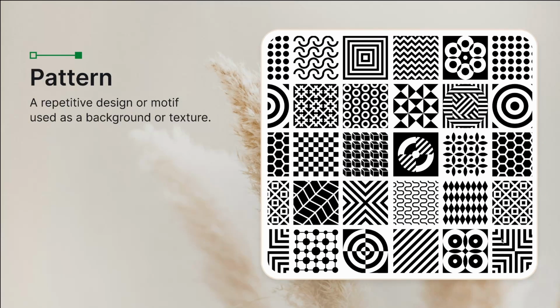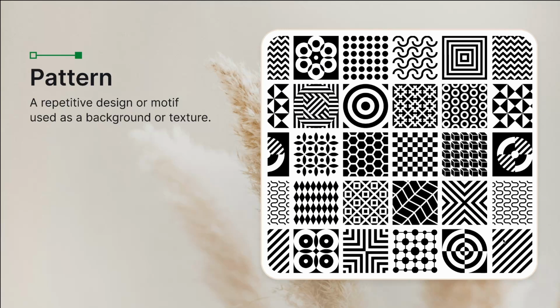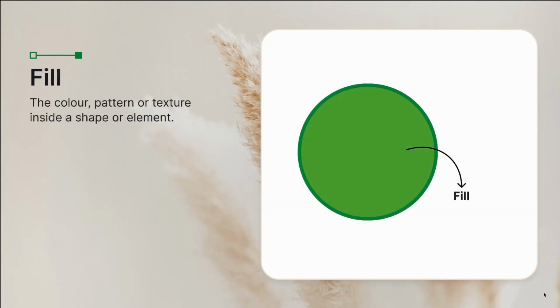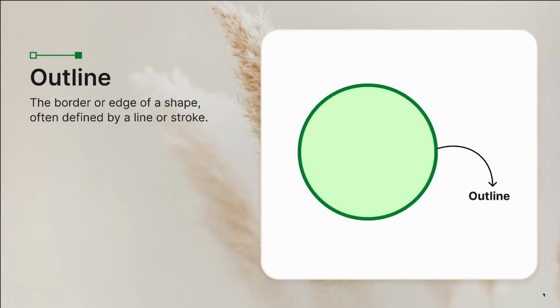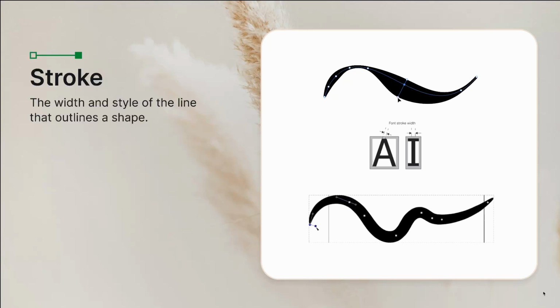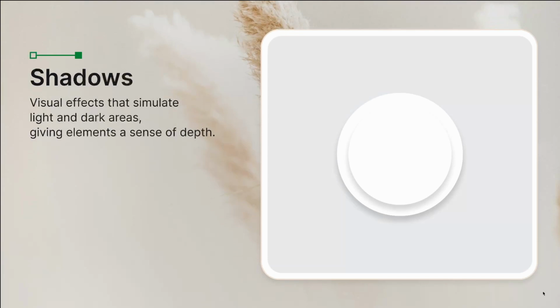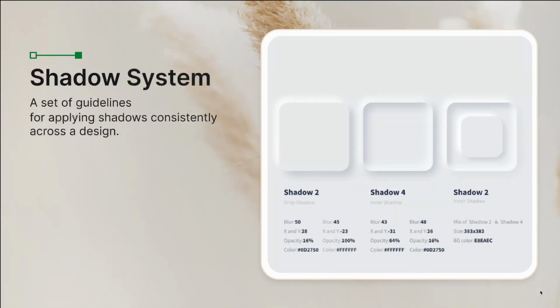Pattern, a repetitive design of motif used as a background or texture. Fill, the color, pattern, or texture inside a shape or element. Outline, the border or edge of a shape, often defined by a line or stroke. Stroke, the width and style of a line that outlines a shape. Shadows, visual effects that simulate light and dark areas, giving elements a sense of depth. Shadow system, a set of guidelines for applying shadows consistently across a design.